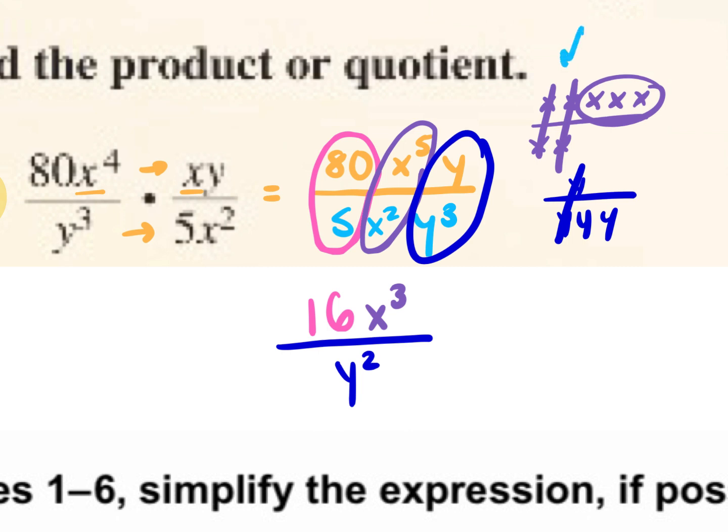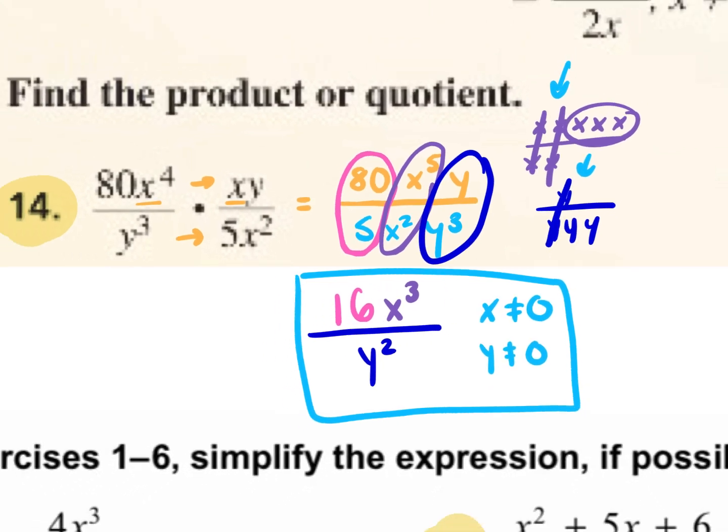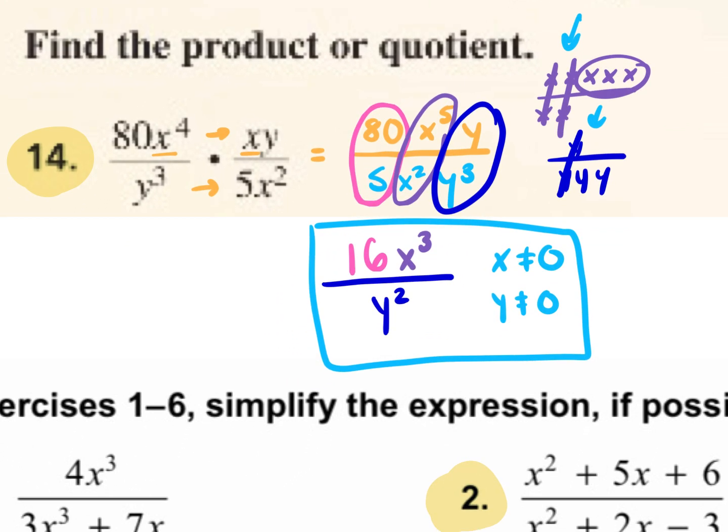What did I cancel here? X. So x does not equal 0. What did I cancel here? Y. So y does not equal 0. So whatever you cancel out, you have to say that that does not equal 0. So for the simplifying, multiplying, and dividing, whatever you cancel out, you have to say that that does not equal 0.